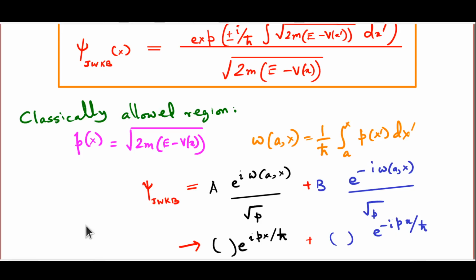It is easy to interpret these, especially if the potential becomes steady very far away. e to the i W(a, x) essentially behaves like e to the i p x by h cross, a right-going wave, and e to the minus i W(a, x) behaves like e to the minus i p x by h cross, which is a left-going wave. Now, this is something we are going to need when we want to interpret scattering results from a barrier. Another important, though rather obvious point is that if you were to interchange the two arguments, so use W(x, a) instead of W(a, x), the quantity W will simply change sign.